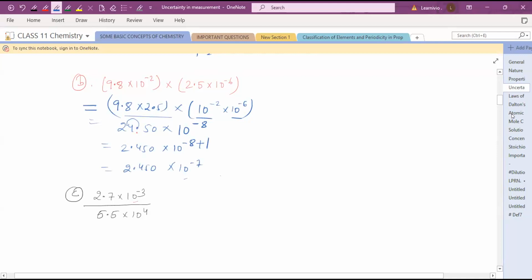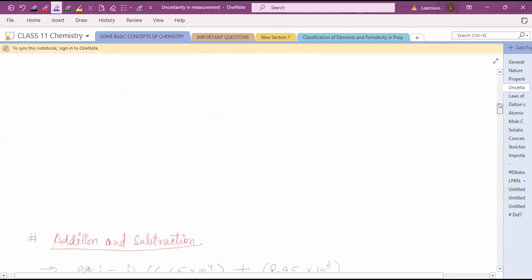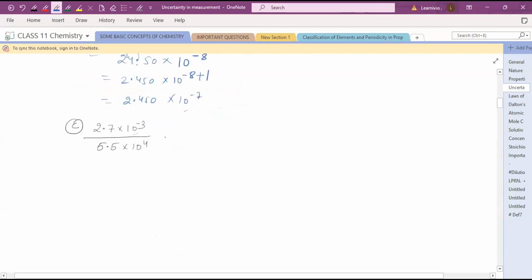Now for the C part, what you're supposed to do is divide 2.7 by 5.5, right? And 10 raised to the power. Now here's another exponential law. When the base is the same and they are in divided form, you have to subtract the powers. Everything minus, the powers subtract. So minus 3 minus 4, right? Minus 3 minus 4.